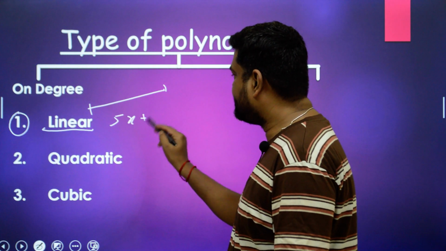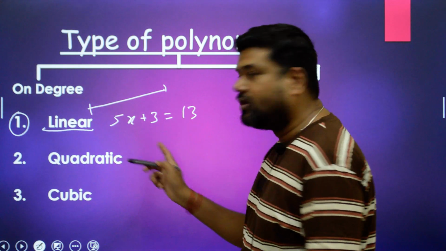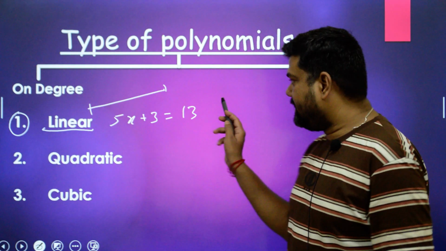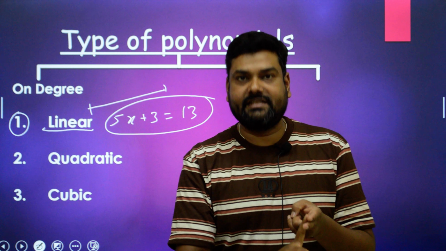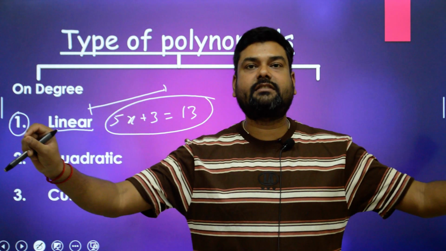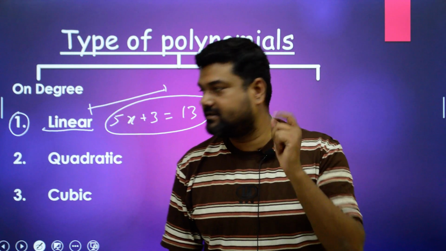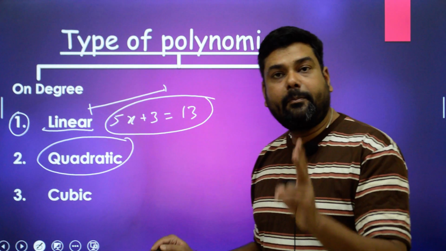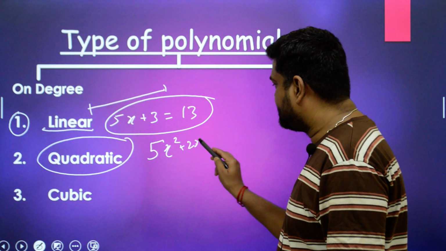5x plus 3 is equal to, let's take the answer as 13. So if you solve it, you will get the answer for x as 2, isn't it? But if you remember, this kind of equations you got in the linear equation chapter, isn't it? Linear means when solved graphically, you will get a straight line and it will have a single fixed answer. Second is your quadratic equation, which has a power of 2, 5x square plus 2x minus 3.